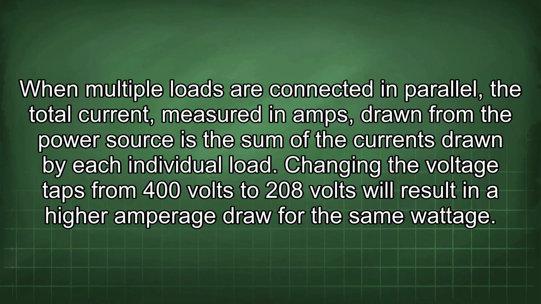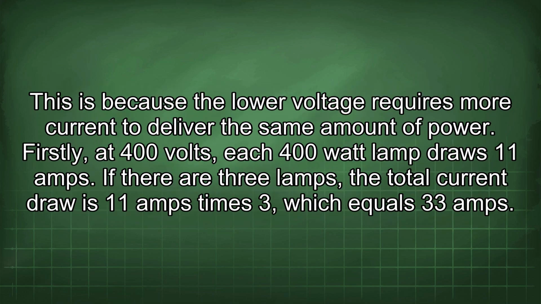When multiple loads are connected in parallel, the total current, measured in amps, drawn from the power source is the sum of the currents drawn by each individual load. Changing the voltage taps from 400 volts to 208 volts will result in a higher amperage draw for the same wattage. This is because the lower voltage requires more current to deliver the same amount of power.